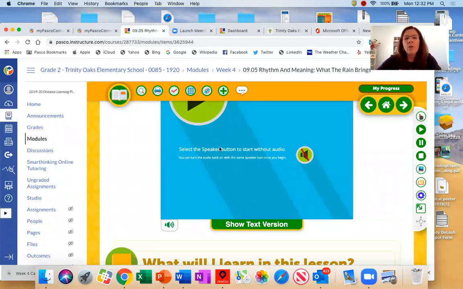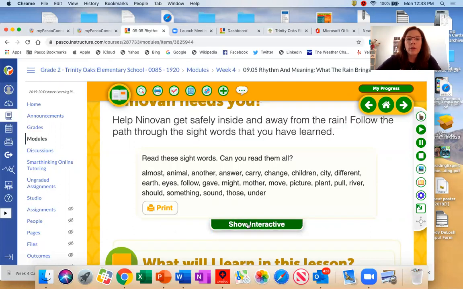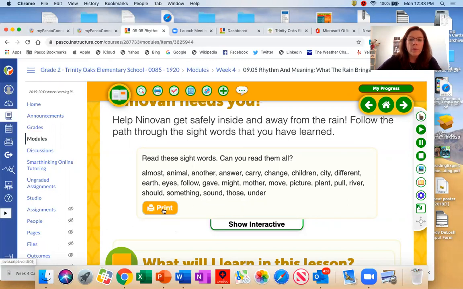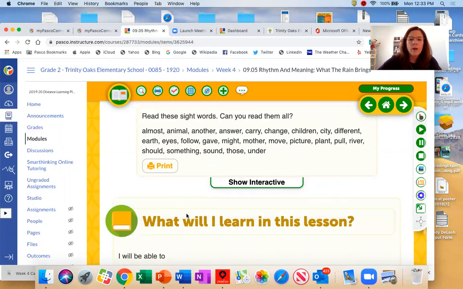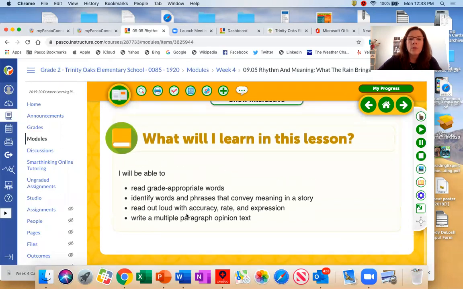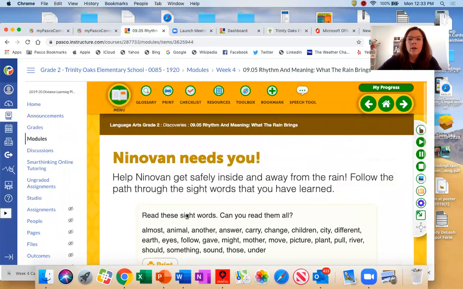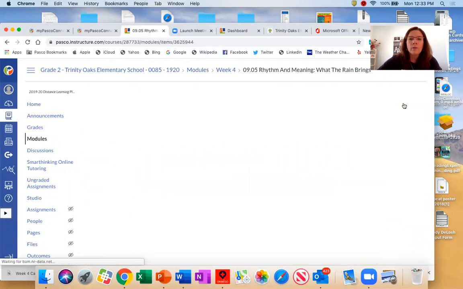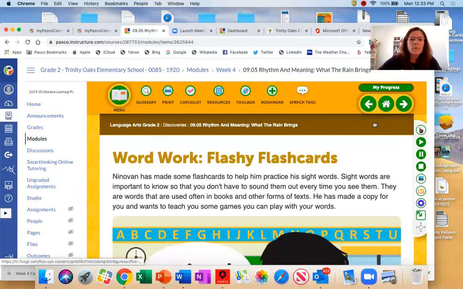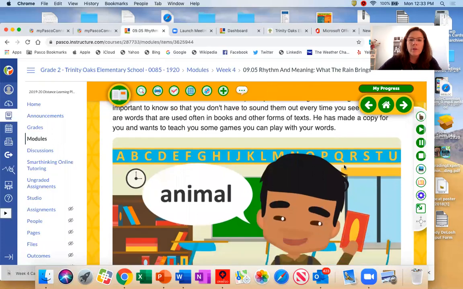If you don't want to do the audio, you can click down here on this tab and it will show you the text part. And then you could read the words. And if you wanted to, you could print them out. All right, and then it talks about what you will learn during this lesson. Once you've done that page, you want to go up here to your next button and press that. And now you have some flashcards to go through.